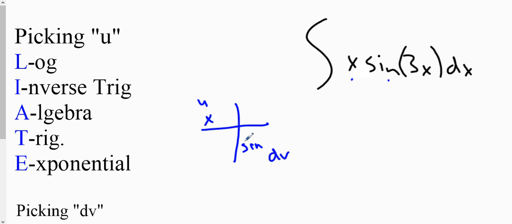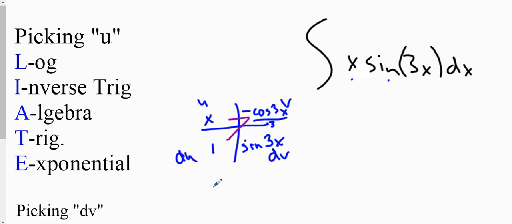The next one, my other function, is going to be my dv. We find my du by taking the derivative of x, which is 1. We then find our v by taking the antiderivative of sine of 3x, which is going to be negative cosine of 3x all over 3. And then we're going to use our magic 7. Woo! I like doing sound effects when I do math, of course.